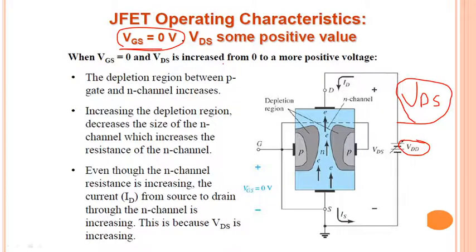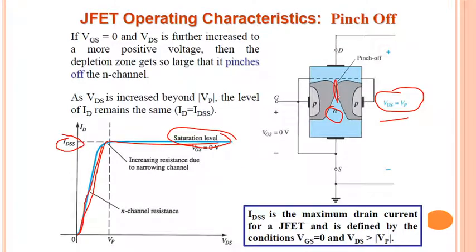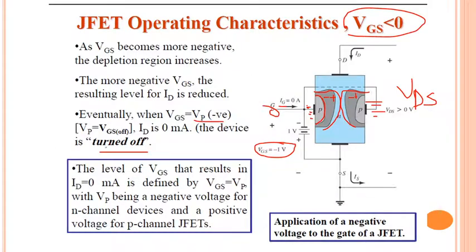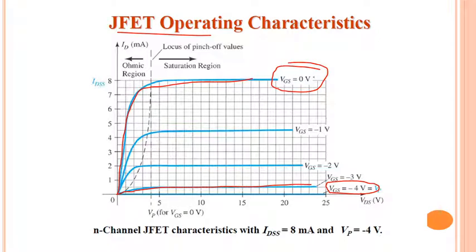That is nothing but 0. If you are applying more negative voltage, then electrons get repelled more, and this junction will close earlier. So this is nothing but the turn off. This device will be turned off, and zero current is going to flow. So at 0 volts, the current is maximum.